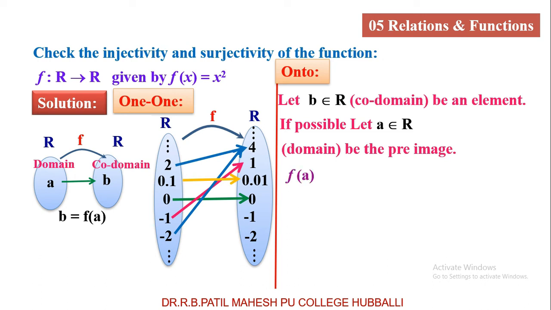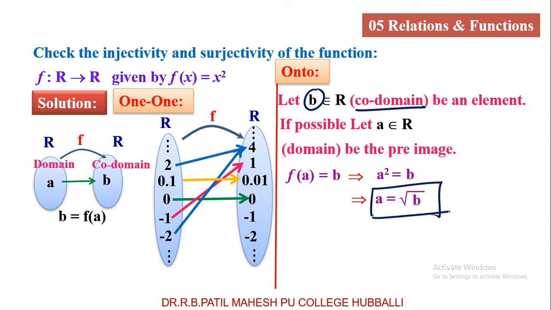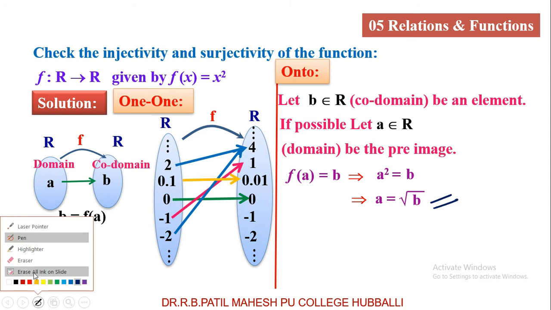f of a equal to b; f of a is nothing but a square equal to b, and a is equal to root b. Dear students, for the element b in the codomain, there exists an element a, that is root b. Whether this is in the domain or not, that is a big question. Whether this a will belong to the domain or not is the question.